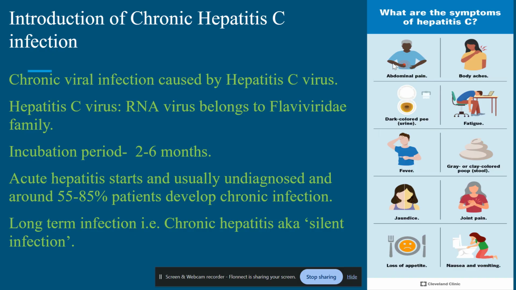First, acute hepatitis starts after the infection, and usually it's undiagnosed and asymptomatic, and around 55 to 85% of patients develop chronic infection. Because it's usually asymptomatic, it is also known as a silent infection. But if symptoms appear, they include abdominal pain, body aches, fatigue, fever, jaundice, joint pain, loss of appetite, nausea and vomiting, and so on.